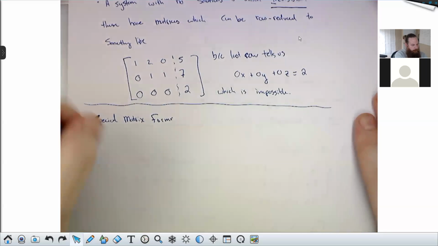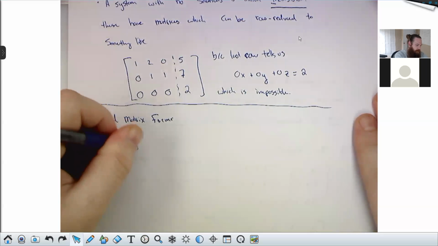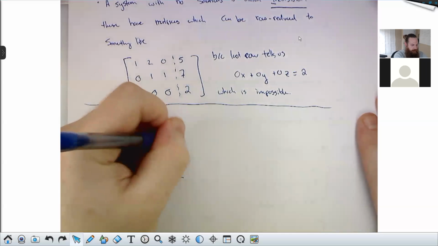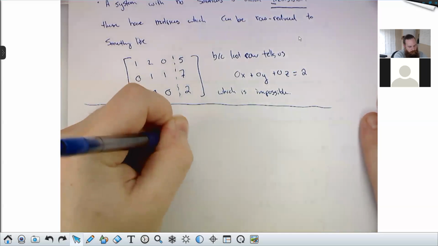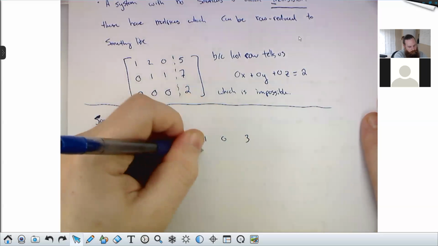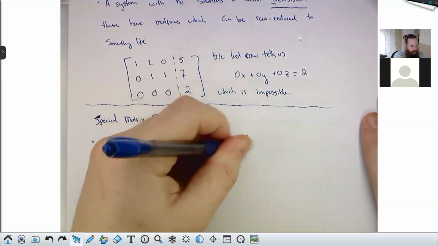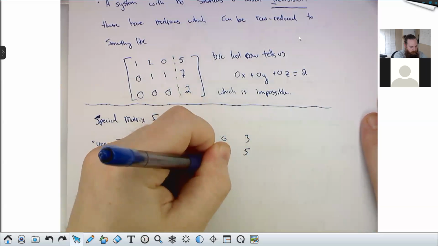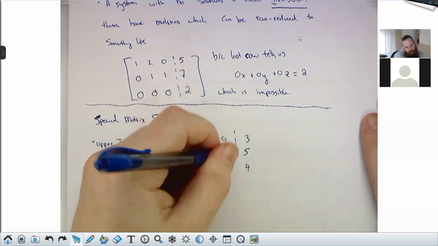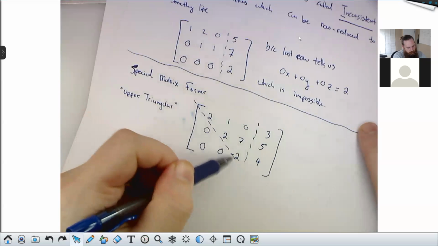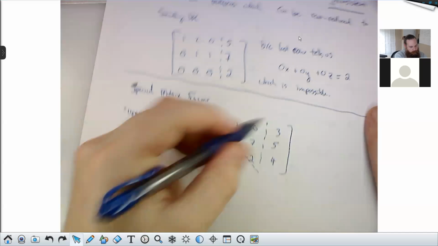We've already talked about upper triangular. This is where your matrix has something like numbers up here, like 2, 1, 0, 3, 0, 2, 7, 5, 0, 0, negative 2, 4, something like this. Where if you look along the diagonal, everything beneath it is 0.